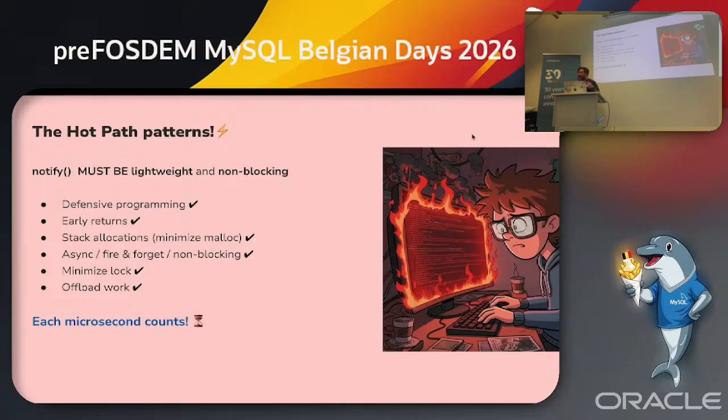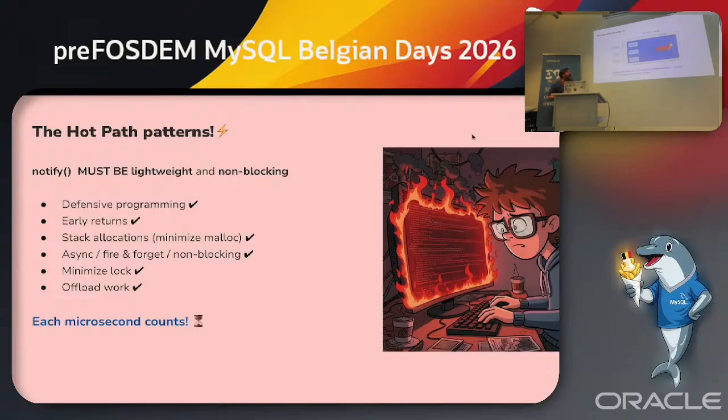Then try to do async work. If you need to send data or connect to different components, use fire and forget, async, or even create a thread. But try to do everything non-blocking. Minimize locks, please. If you introduce more threads or whatever, try to minimize locks. That's sometimes impossible, but try to do it. And of course, your plugin should be small. Try to offload as much work as possible. And this is super important because remember, each microsecond counts here.